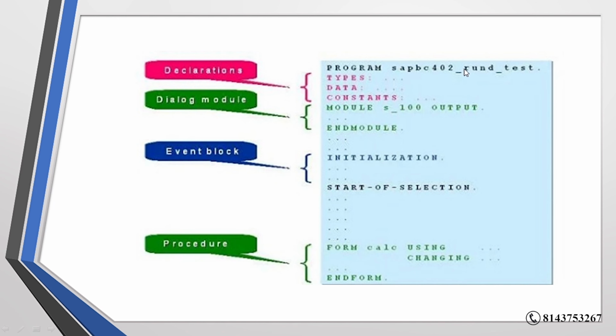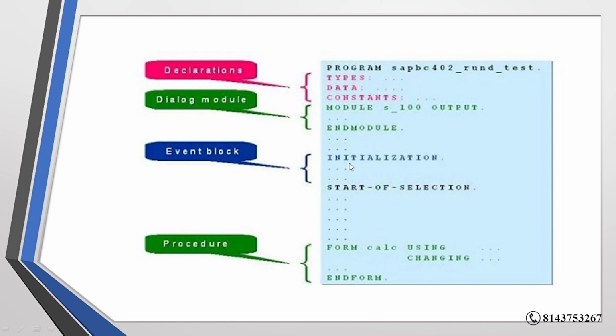Okay, so see here, how the ABAP code will look. Simple. This is the programming start statement, that means from here the programming will get started. Here we are using types, data, constants. These three are called declarations. Okay, we can write modules, module and module. This is dialog programming.